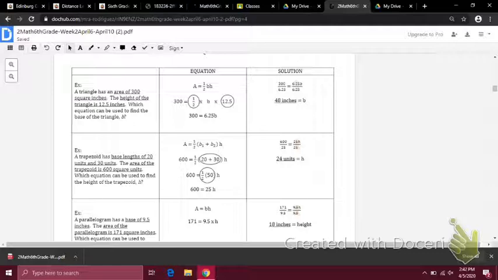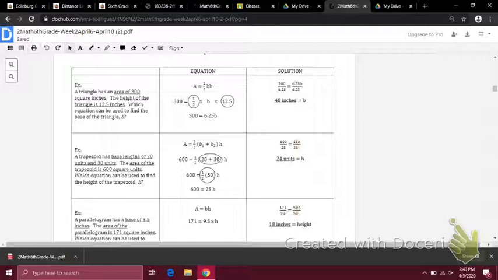Okay, now if they want the actual value for the base, you take your equation, 300 equals 6.25b, and you want to isolate the variable. Okay, so you got to do the opposite operation. So if this is showing multiplication, the opposite is division. So you're going to divide by 6.25 on this side and divide by 6.25 on the other side. Okay, now when you divide that, the answer here is 48 on the left.